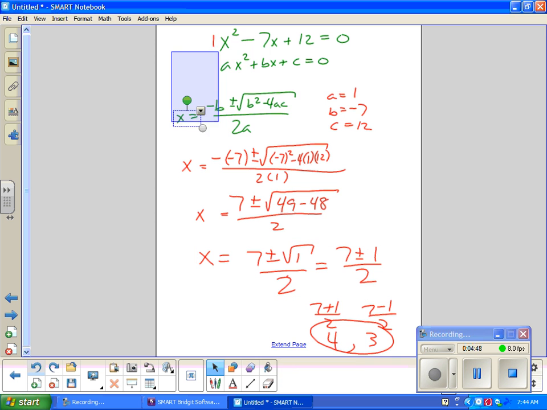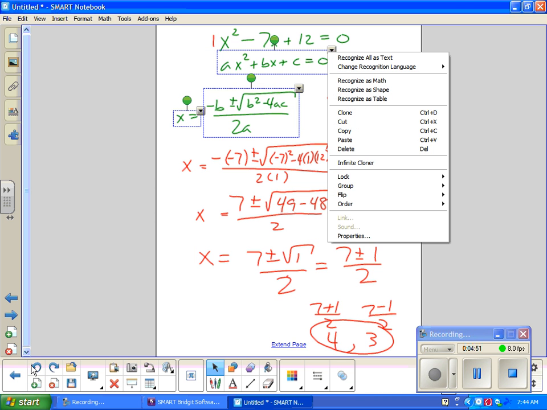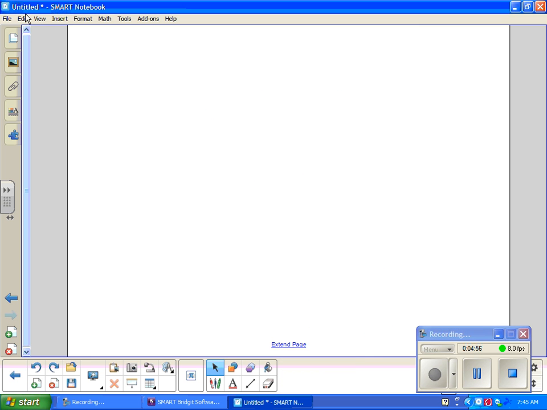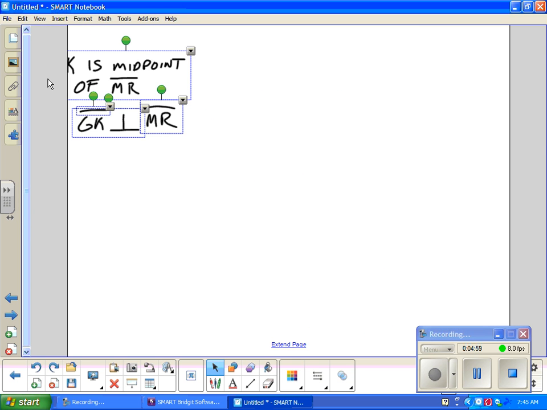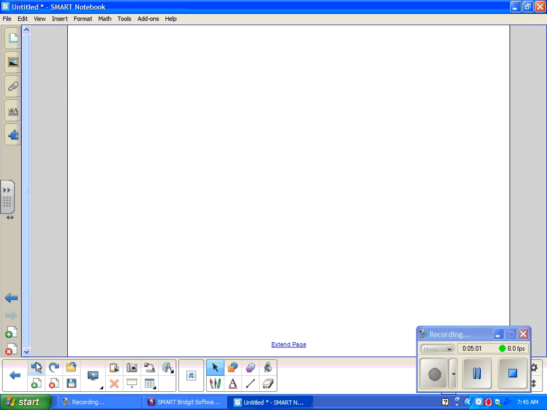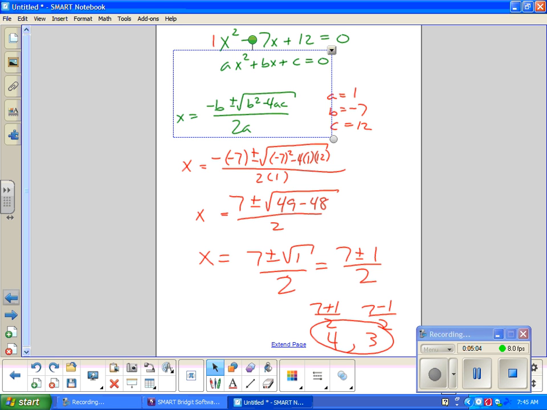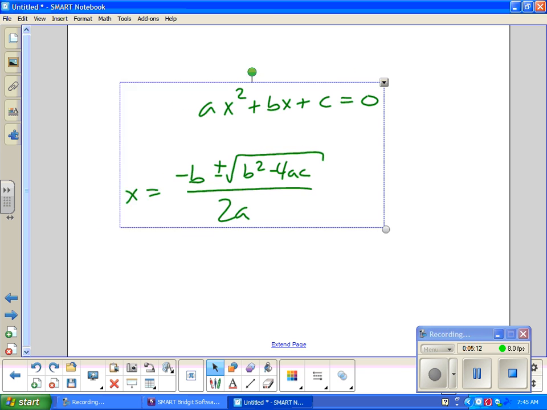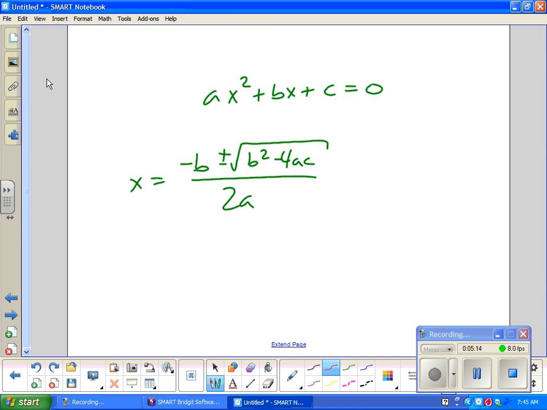But again, anytime we have an equation now, we can use this quadratic formula. So if I go to a new page, let's try a different, more difficult one. One that doesn't have a nice pretty answer in the end. So let's use 2x squared minus 3x minus 7 equals 0.